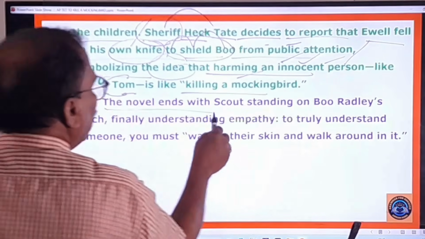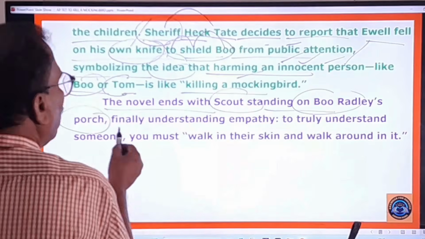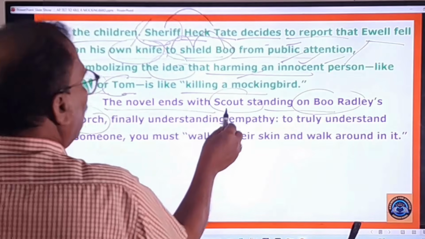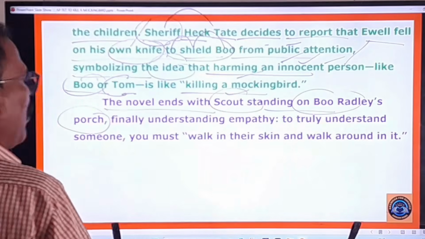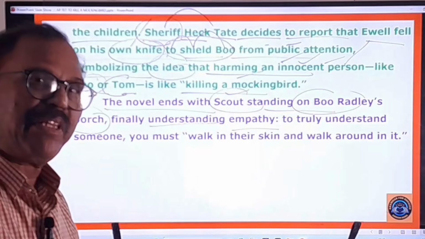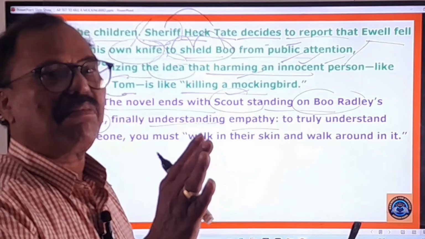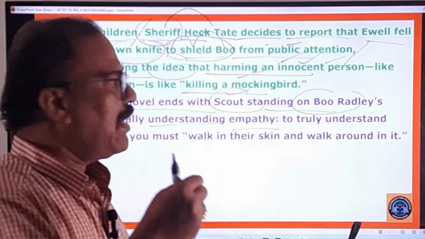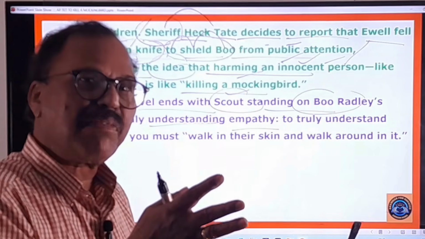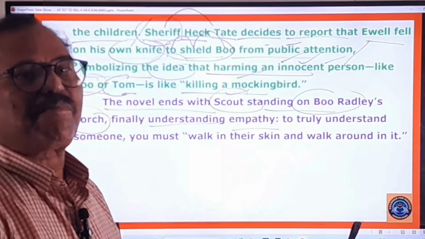The novel ends with Scout standing on Boo Radley's porch. Porch means veranda. Finally, understanding empathy. But empathy is different from sympathy. Sympathy means showing concern for others' troubles. But empathy means showing concern for others' troubles and helping them in person.